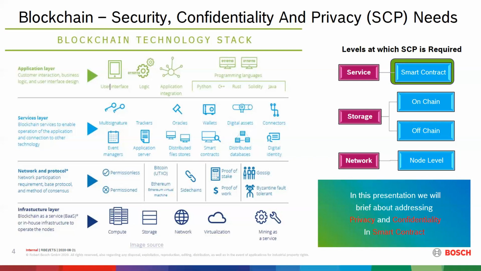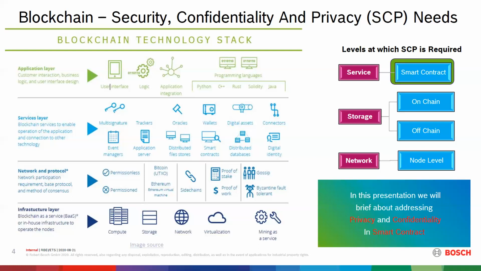The storage in blockchain can be on-chain or off-chain. On-chain means that the data is stored within the blockchain, and off-chain means that it is stored somewhere outside, but the hash of it is stored within the blockchain, so it can actually be accessed whenever needed. Whether the data is stored on-chain or off-chain, security, confidentiality, and privacy is very important.